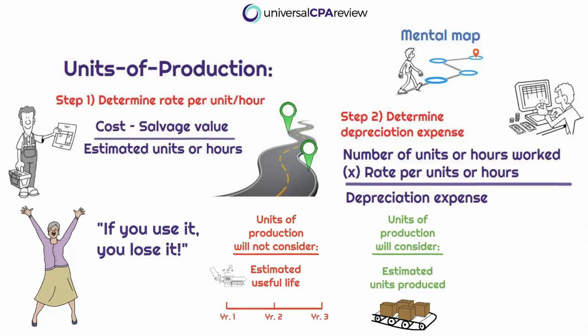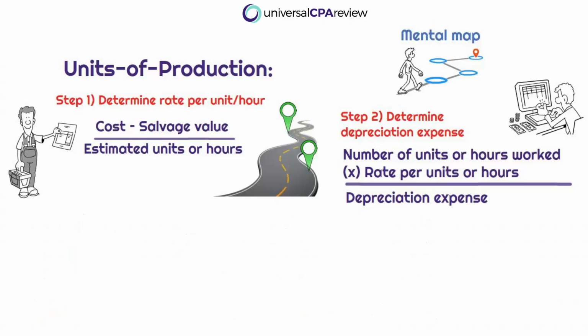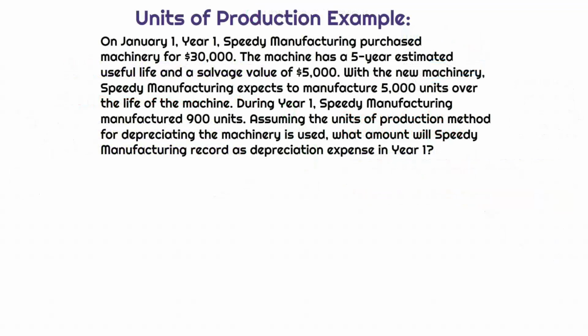So as far as our four depreciation methods go, this is only a two-step calculation. All right, so other than the straight line method, this probably has the least amount of information that you need to keep in mind. So step one is determining the rates per unit or rates per hour, right? Depending on how we are measuring our units of production. So once we have determined our rate per unit or rate per hour, we can now apply this to the depreciation expense calculation. Okay, so let's go through a quick example.